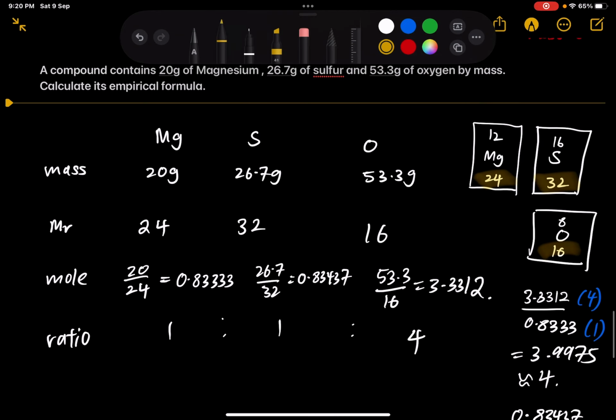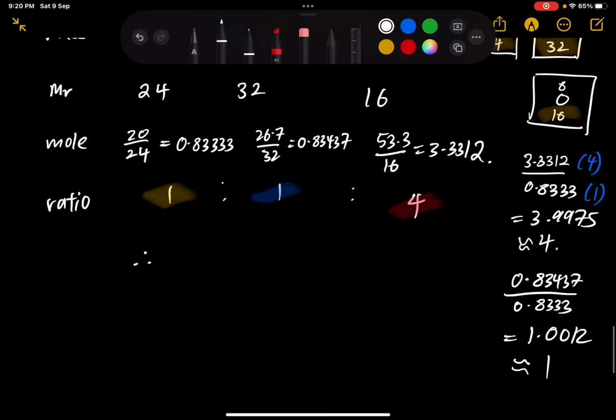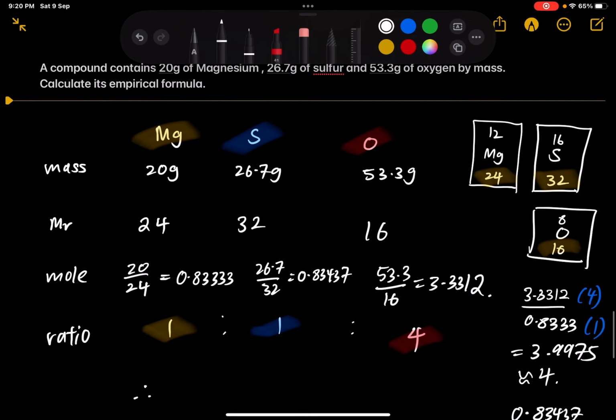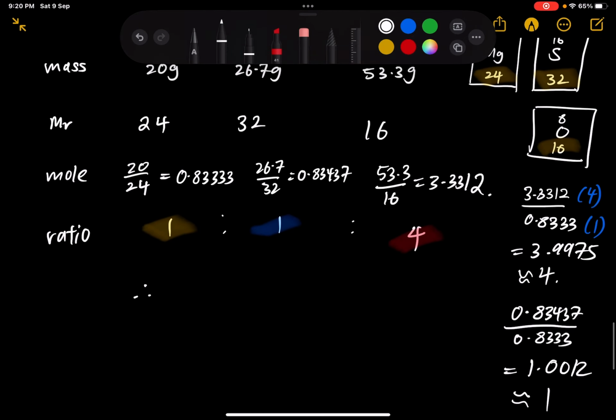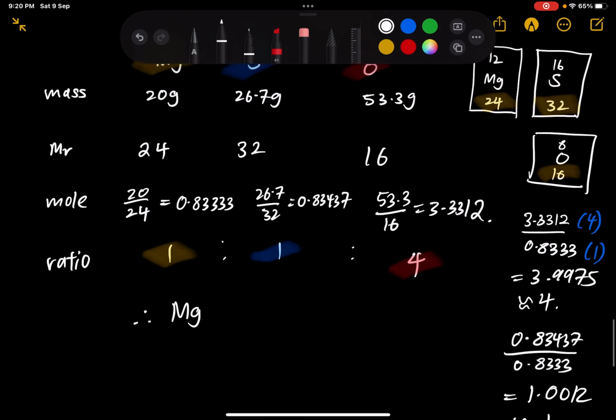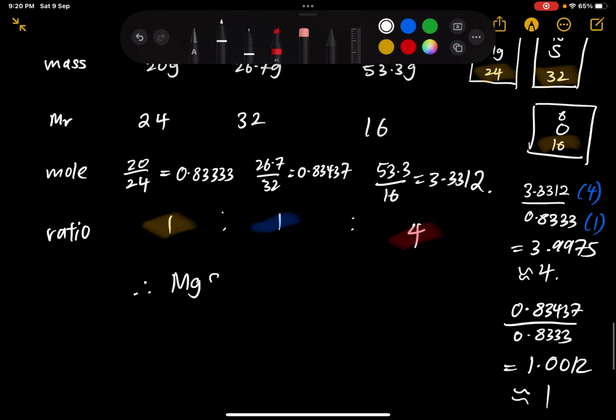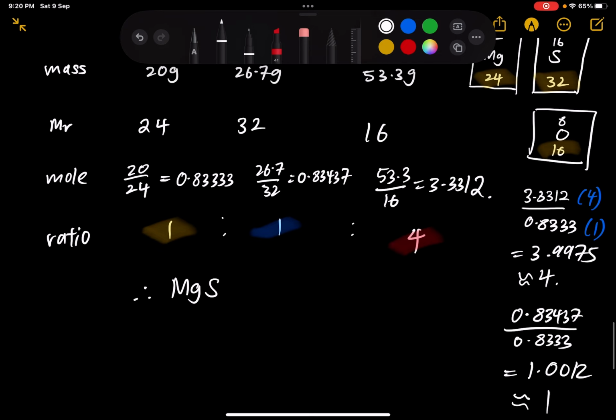The 1 belongs to the Mg. The 1 here belongs to the sulfur. The 4 here belongs to the oxygen. Clear? So what is the empirical formula? You have Mg, S, and O. Mg is 1, so we just write Mg. Next one, sulfur only got 1, so write S. Oxygen got 4, so write O4. Okay, easy. So this is your empirical formula.